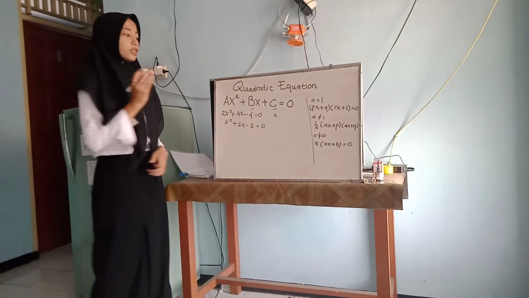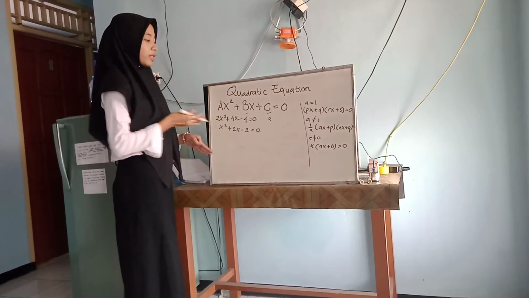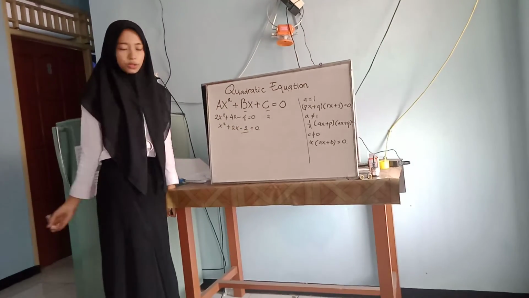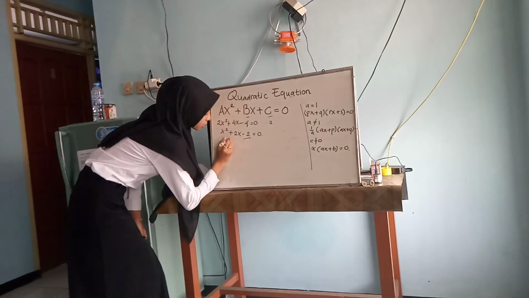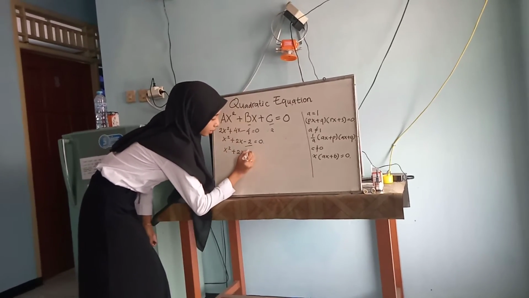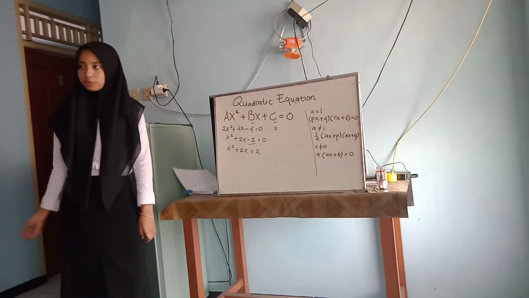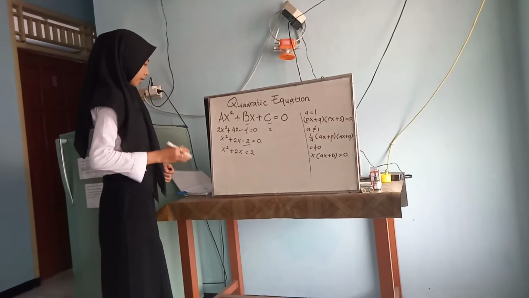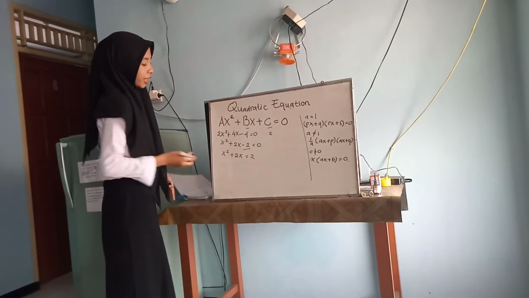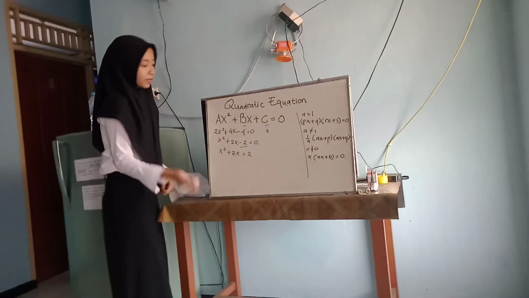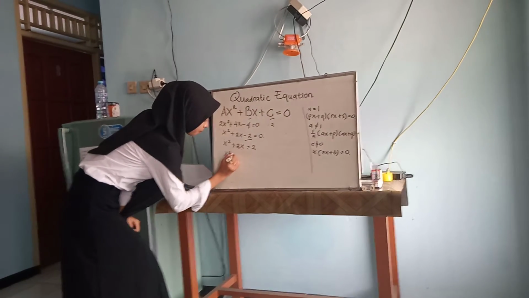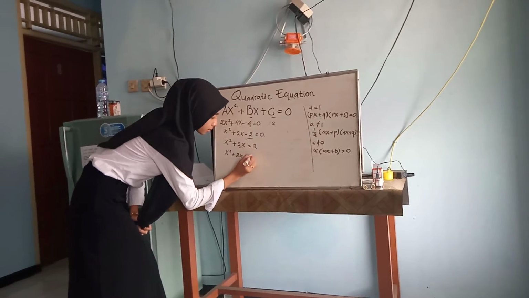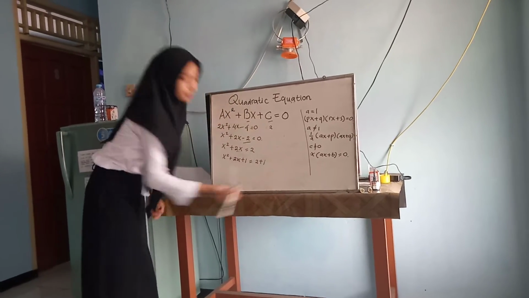The second step is we must subtract both sides by the constant. The constant is minus 2, so we subtract it: x squared plus 2x equals 2. The third step is add the square of 1/2 of the coefficient of x, which is 1. We get x squared plus 2x plus 1 equals 2 plus 1.